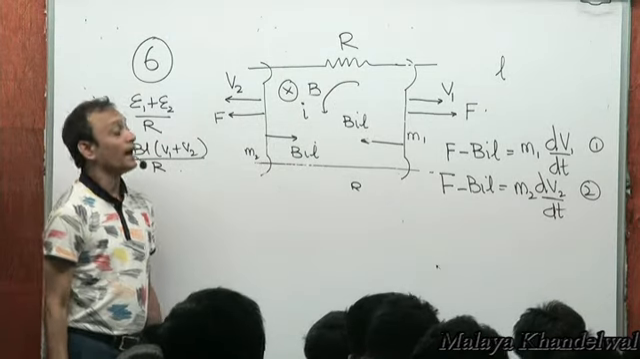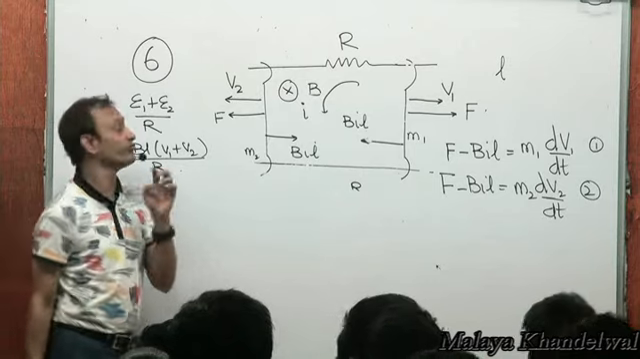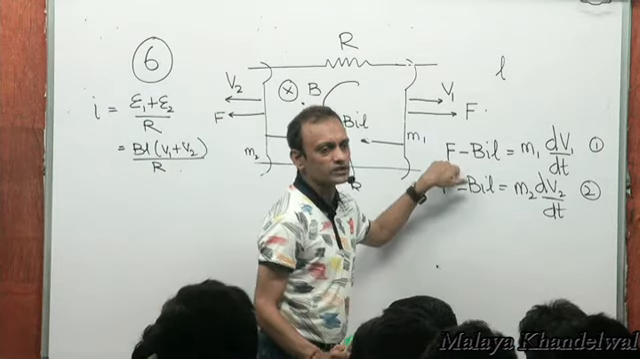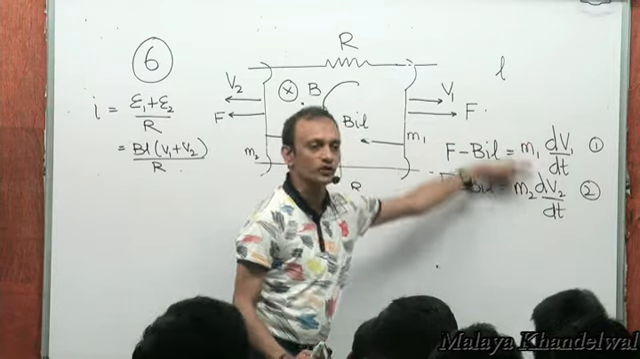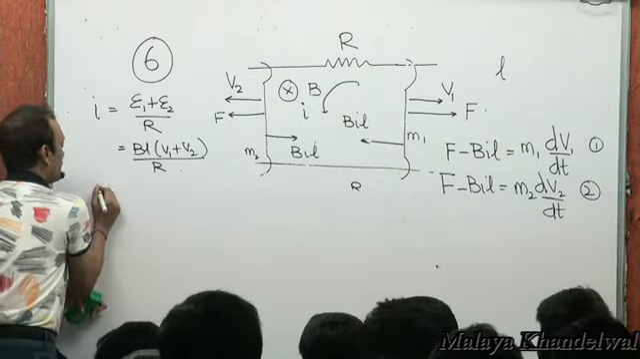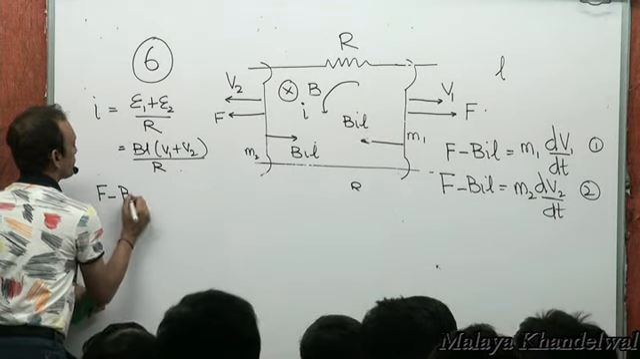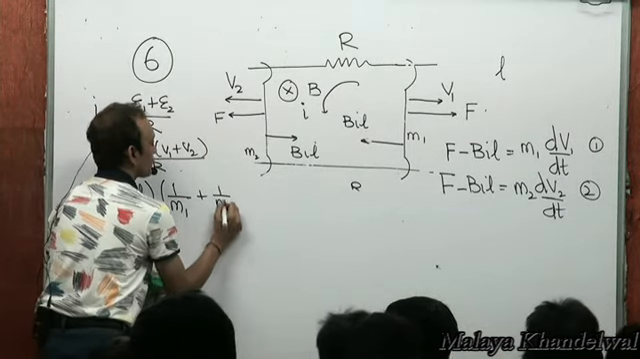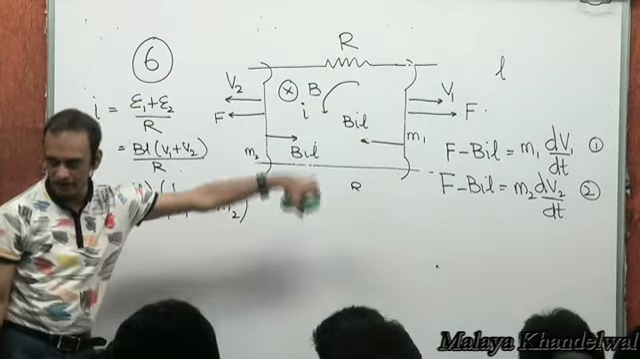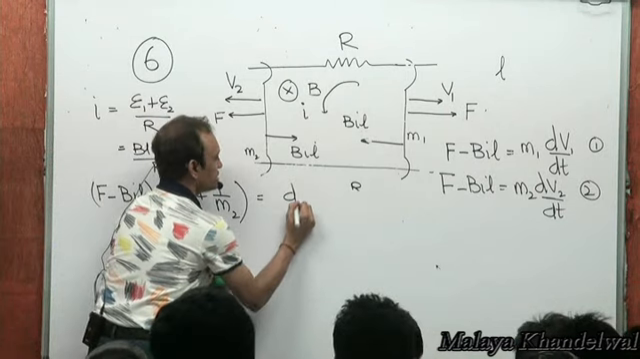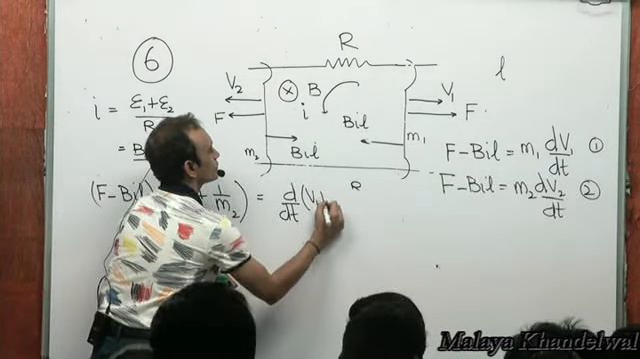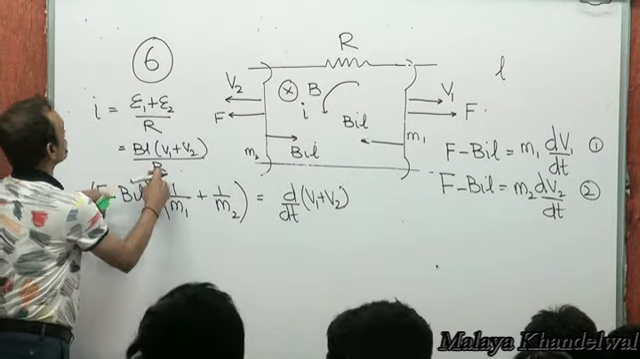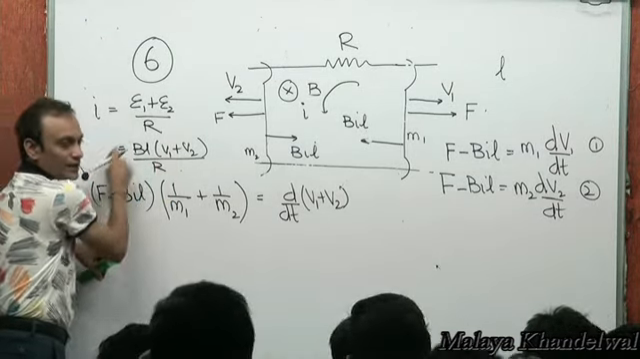I need to find I as a function of time. I need to eliminate V1 and V2 therefore. Right? What I do is I divide this equation by M1, I divide this equation by M2 and add these two equations. So if I divide 1 and 2 by M1 and M2 respectively and add the two equations, this is what I get for the left hand side. And the right hand side is d/dt of (V1 plus V2). Now V1 plus V2 is what? V1 plus V2 is Ri by BL.